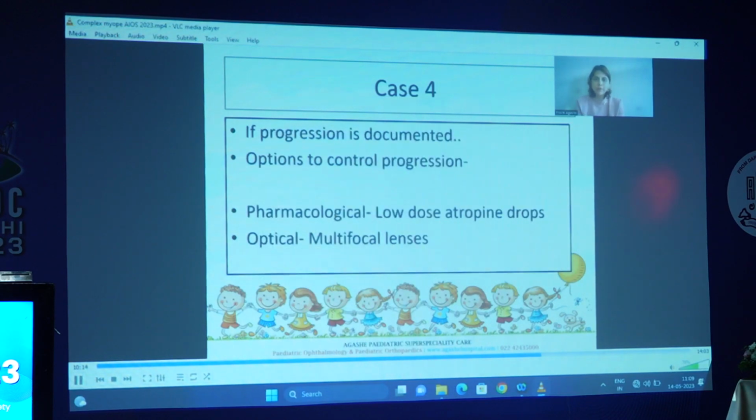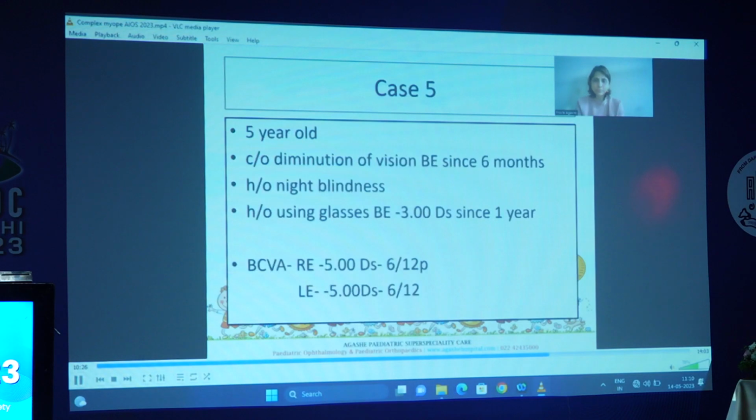If progression is documented, then we move on to our control of pharmacological therapy using low dose atropine drops in that eye, or even multifocal lenses is a good option.